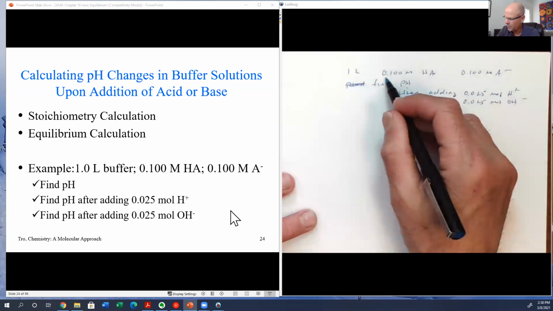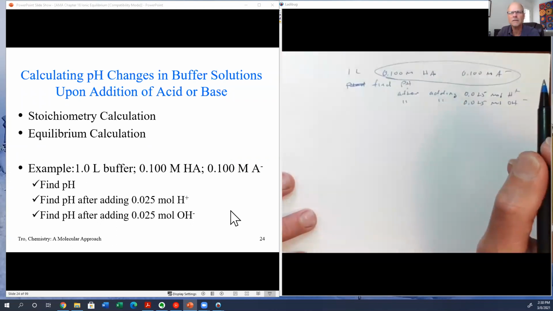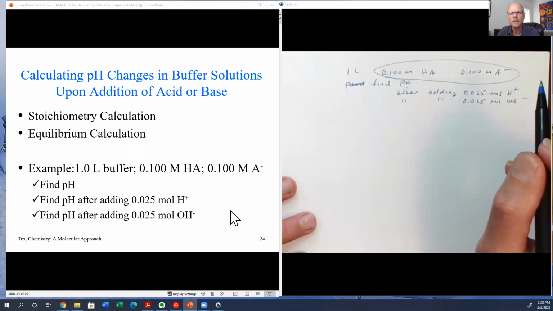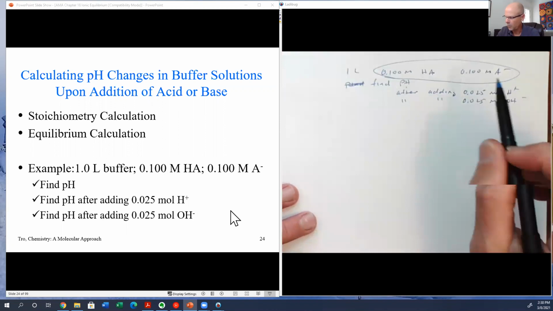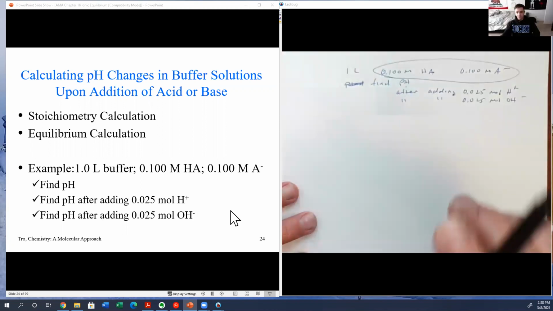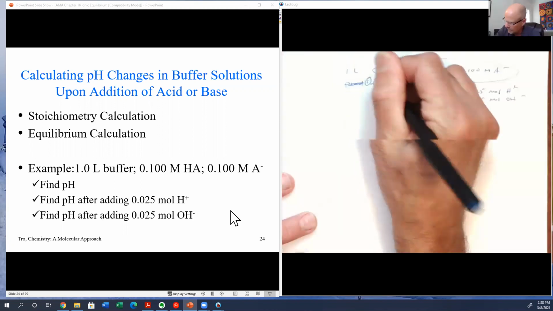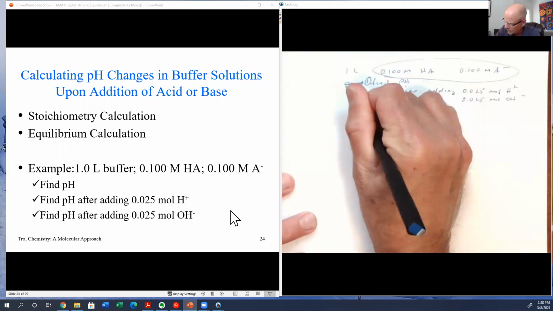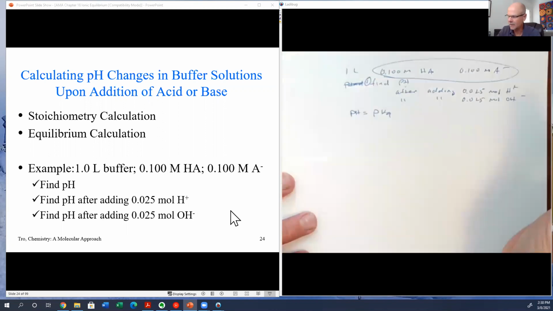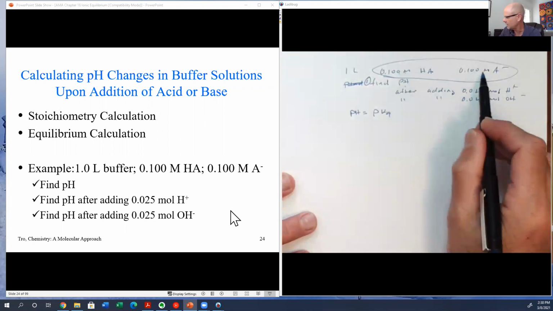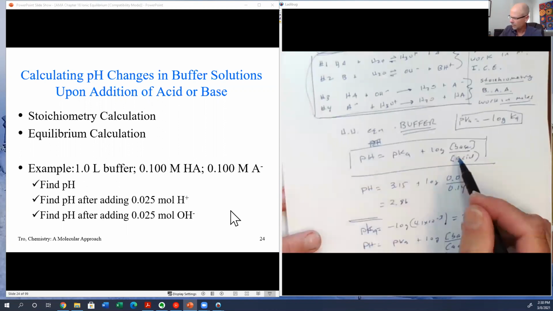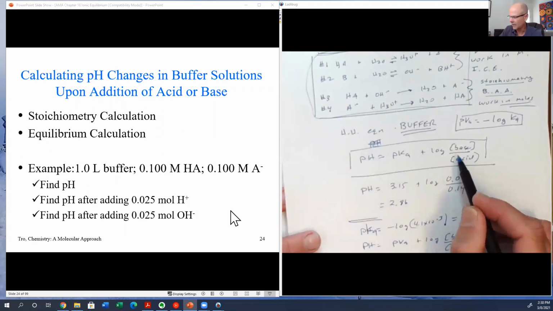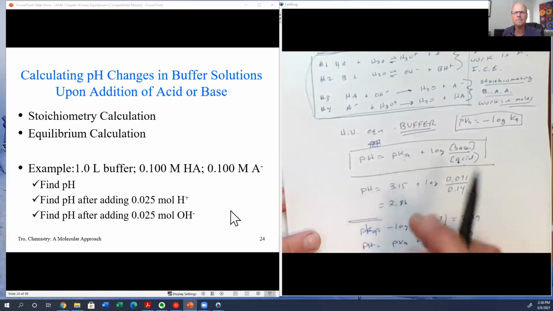So the pH of this buffer, who can tell me right away, what is the pH? It's going to be equal to pKa. So number one, pH is equal to pKa. Why? Because you have exactly equal amounts of both of these things. When you plug them into the Henderson-Hasselbalch equation, you're going to get the log of 1, which is 0, which means pH equals pKa.